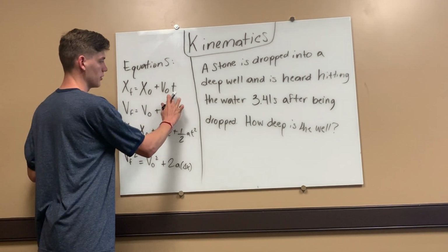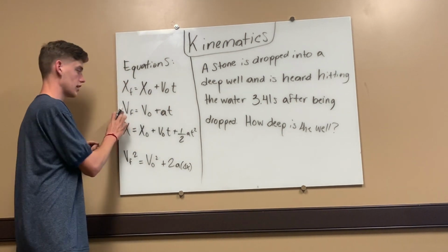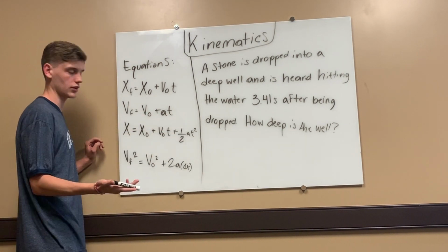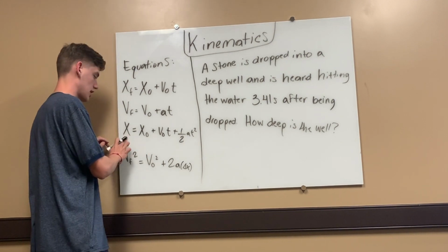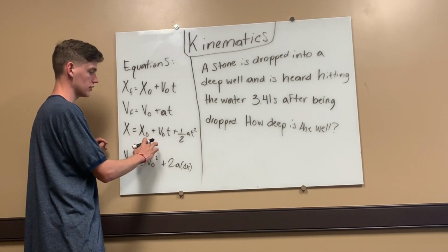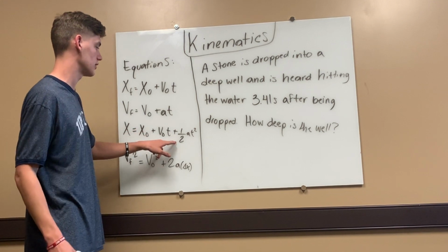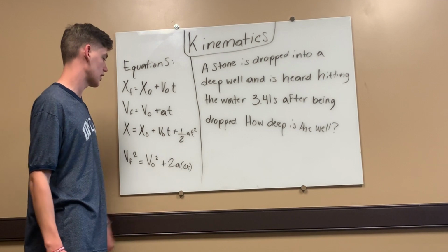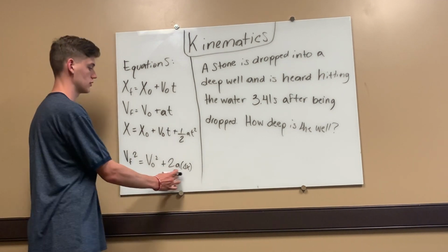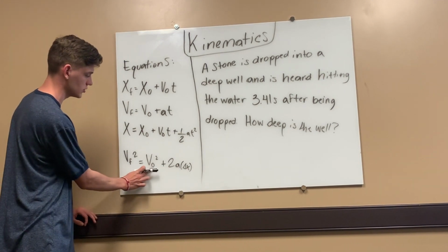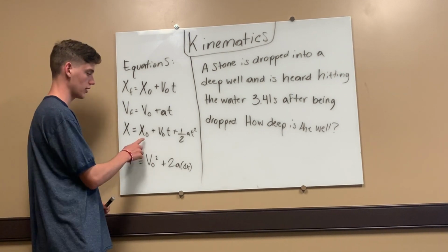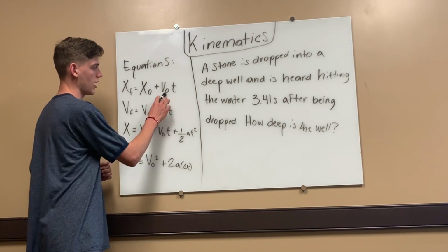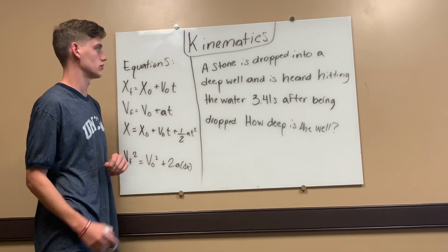The main four are these. To find the final position of an object, you have x naught plus v naught times t. To find the final velocity, you have v naught plus a times t, where a is acceleration and t is time. The final position is also equal to x naught plus v naught t plus 1/2 a t squared. And the final velocity squared equals v naught squared plus 2a delta x. The naught notation just means initial, so you can replace it with i's if you think that's better for you.